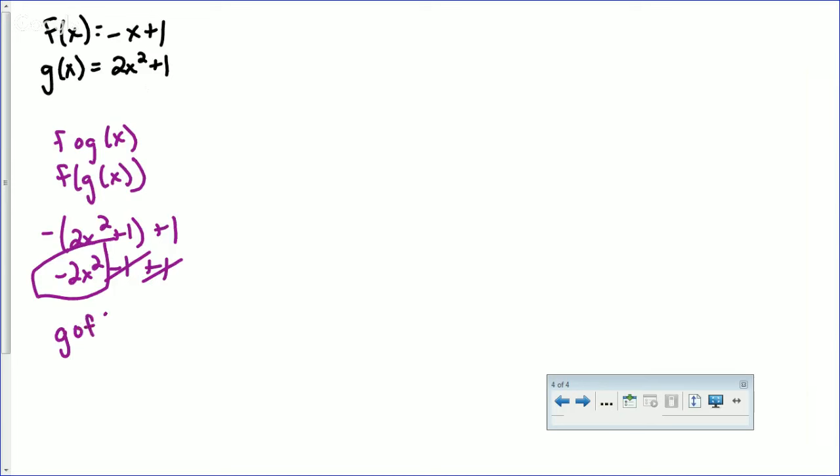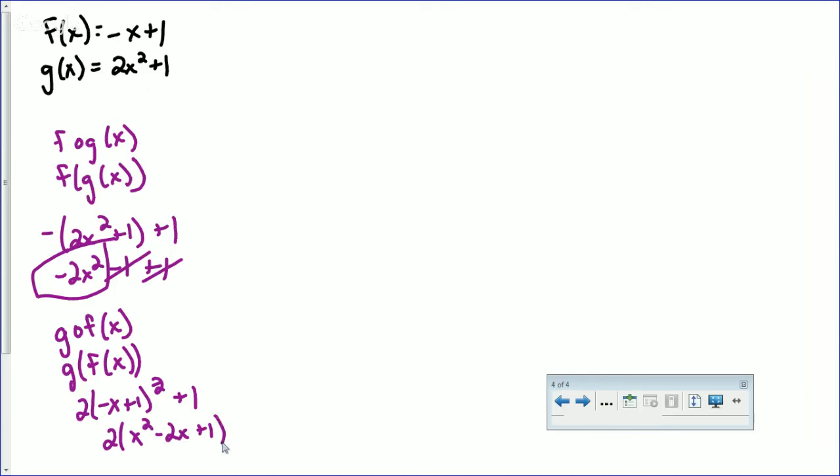G of f of x is the reverse of that. So we're going to have g of f of x. So we're going to plug the f function into where g is. So we'll have 2 parentheses -x plus 1 squared plus 1. Then here we have to FOIL this out. So we'll have 2, and then that'll be x squared minus 2x plus 1 plus 1.